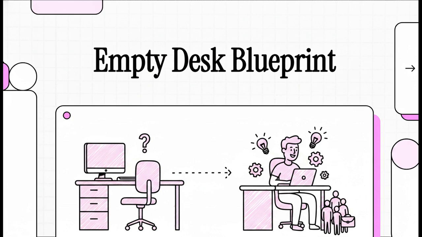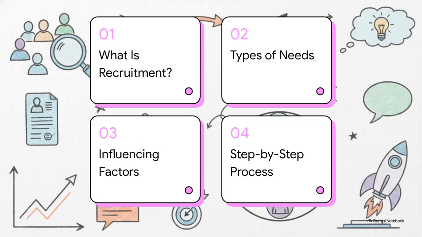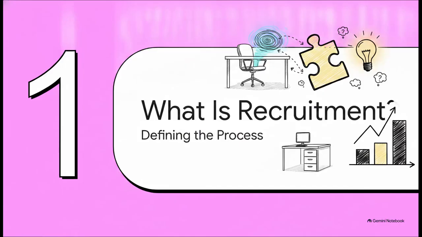So in this explainer, we're going to demystify exactly how successful organizations strategically fill those gaps with the absolute right talent. Okay, let's dive into our roadmap. We'll start by defining what recruitment actually is. Then look at the different types of recruitment needs, examine the factors that influence the whole process, and finally, walk through the exact step-by-step execution. Kicking things off with Section 1, what exactly is recruitment?